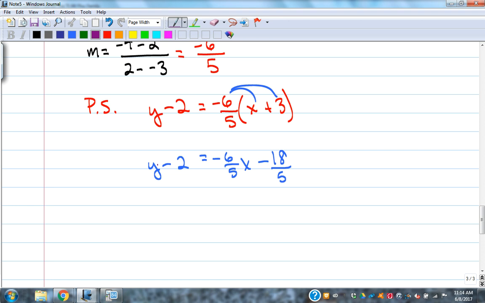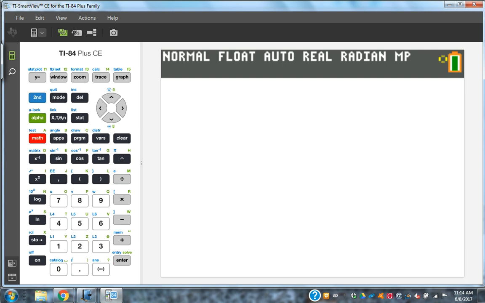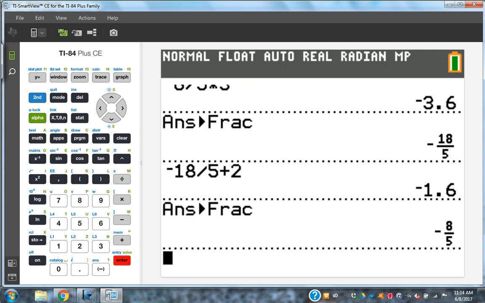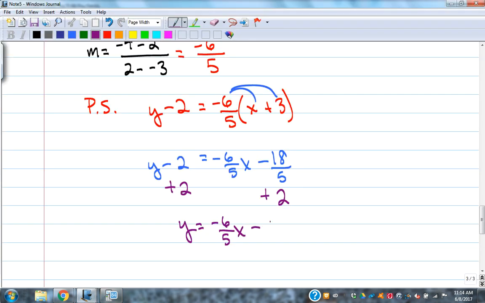What do I do? Yeah. -6 over 5x. And then I need to know what's -18 over 5 plus 2. And then again, I'm going to swap it to a fraction. -8 over 5. And there I am in slope-intercept form.